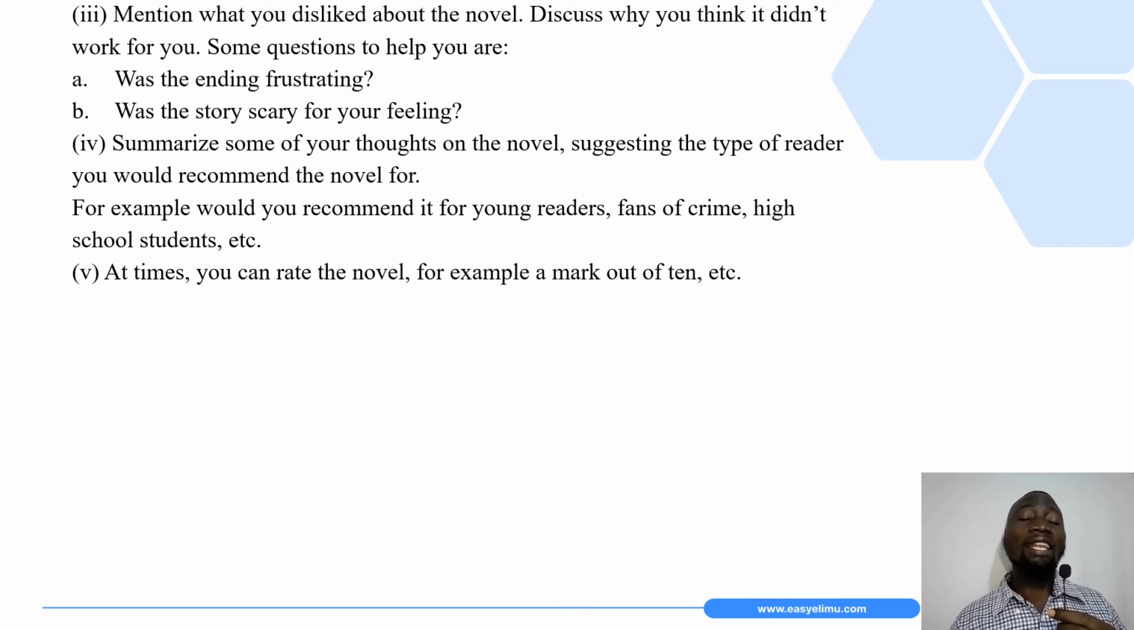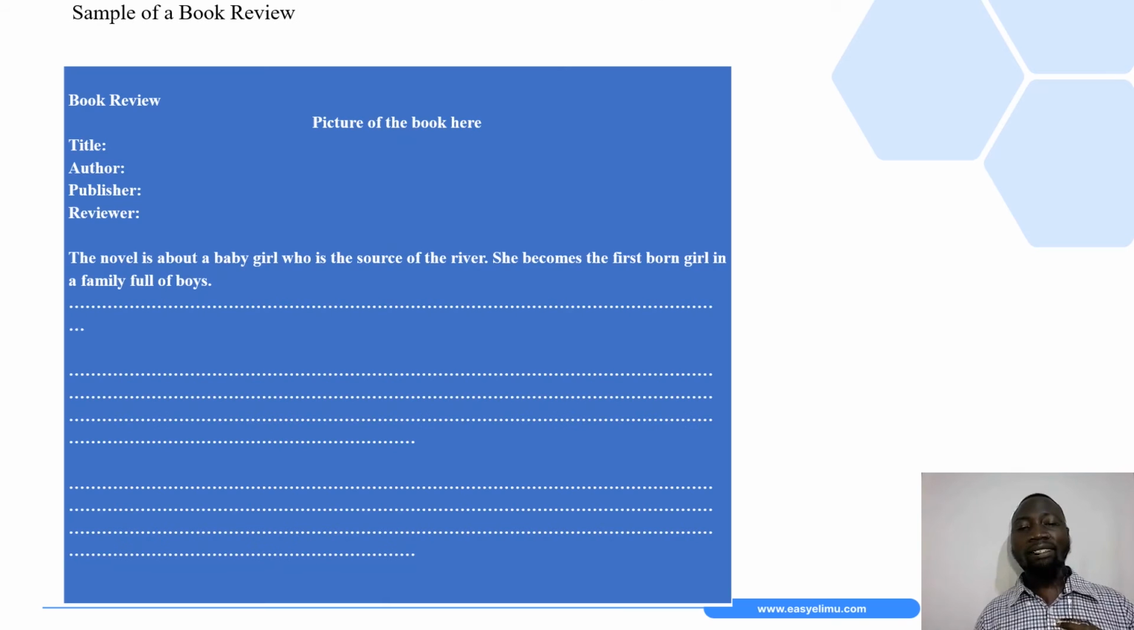Or if it is a 9 out of 10, you must also talk about some of the strengths or the key areas that are making you give it a 9 out of 10. So it is also important to rate the novel when writing your review.